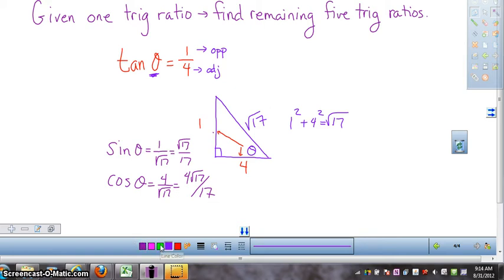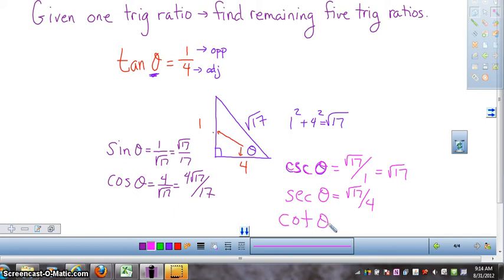Our reciprocal ones. Cosecant of theta. Hypotenuse over opposite. Or just flip the sine. So square root of 17 over 1, or just the square root of 17. Secant. Hypotenuse over adjacent. Square root of 17 over 4.